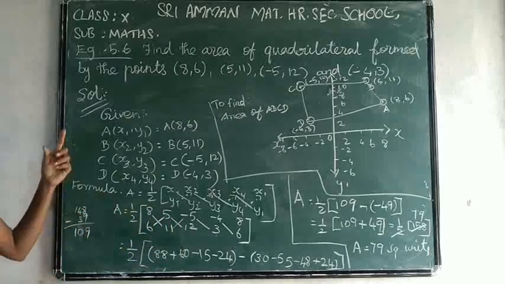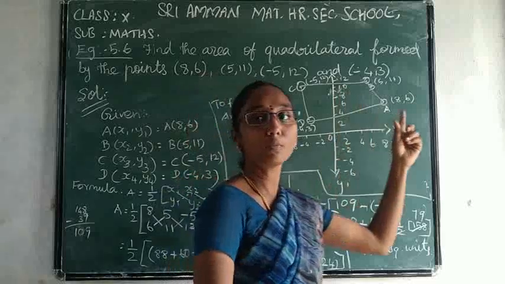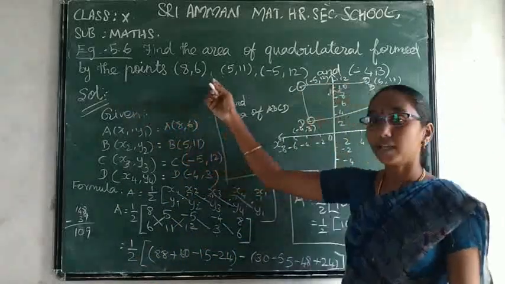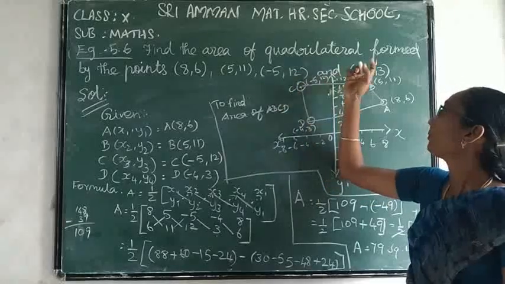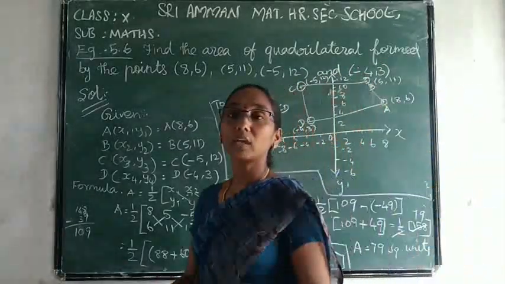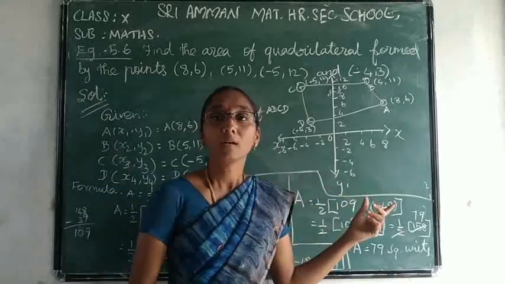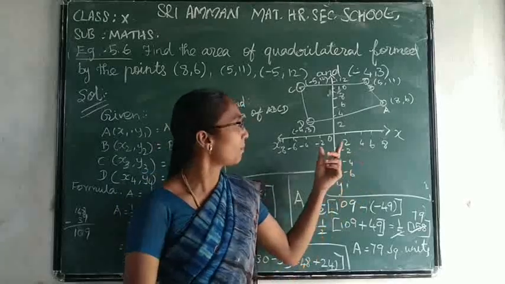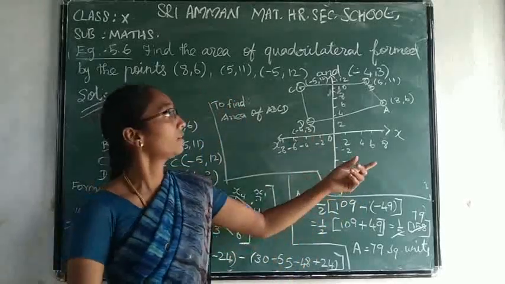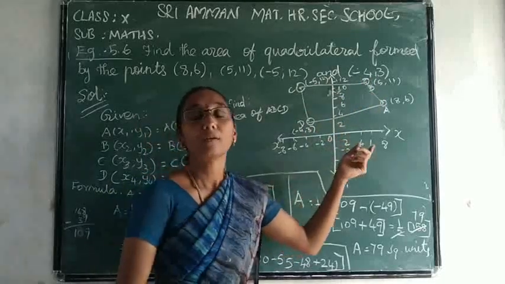Listen, this is example 5.6. Find the area of the quadrilateral formed by the points 8, 6, 5, 11, minus 5, 12 and minus 4, 3. Okay? First, you draw the rough diagram in the graph. Plot the points and then join the points. Afterwards, you write the name.